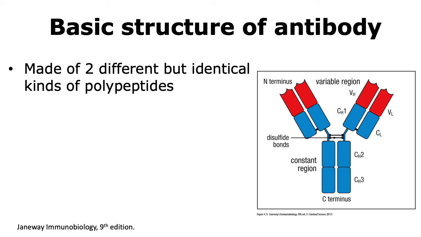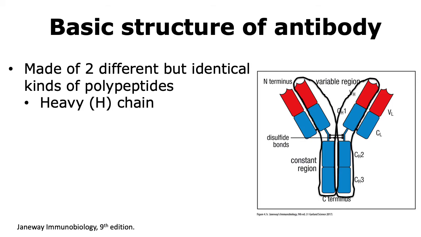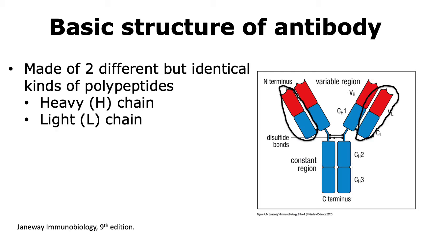Now, each antibody is made up of 2 different but identical kinds of polypeptides. If you focus on the figure, we can see this Y-shaped structure that is formed by the antibody. Let us look at the different parts of it. So there are 2 heavy chains, and they have been outlined in those black structures, and they are the longer lines that we can see. Every antibody will also have 2 light chains that are denoted in the figure right now.